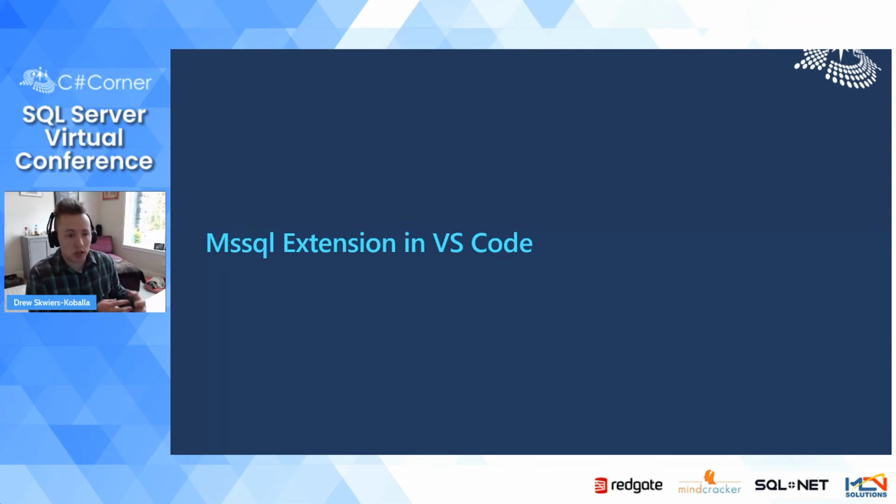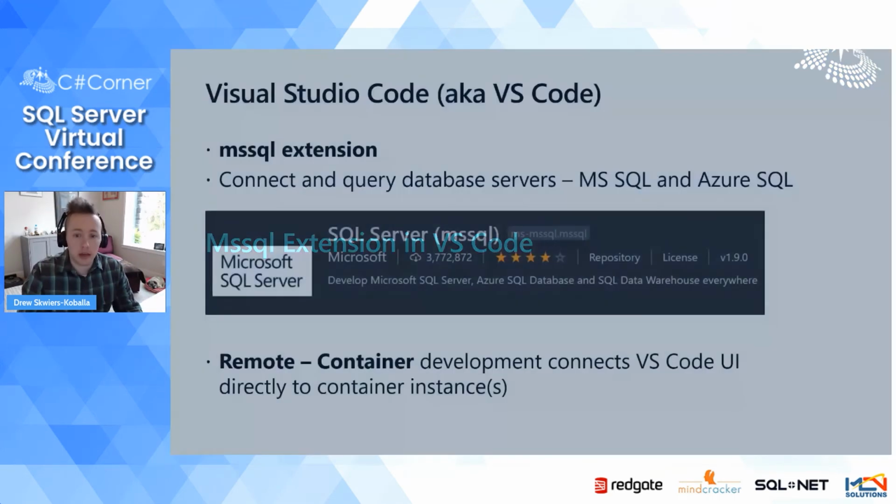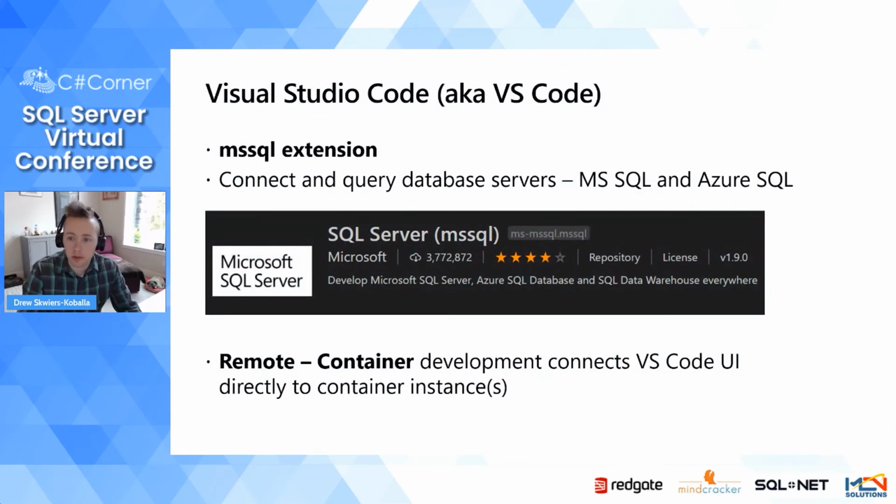SQL database projects in Azure Data Studio are continuing to get new functionality. So please, if you have feature requests, drop them on the repo or vote on the ones that are already there. Same thing goes for VS Code and the MS SQL extension for VS Code. It's used for connecting and querying database servers. It has a lot of functionality like the query history.